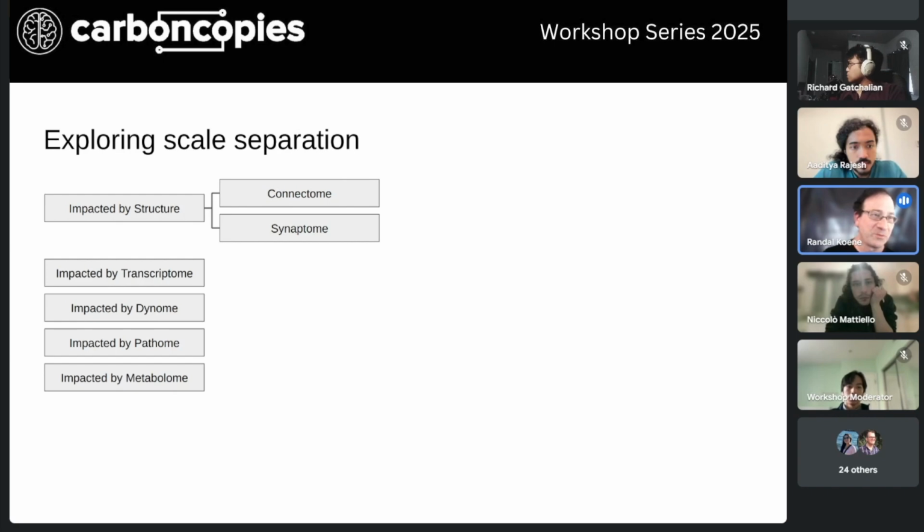the dynome, the dynamic states of a system, often used in relation to brain activity or cellular function, the pathome, the set of pathological changes in a biological system, and the metabolome, the full set of metabolites present in a biological sample.